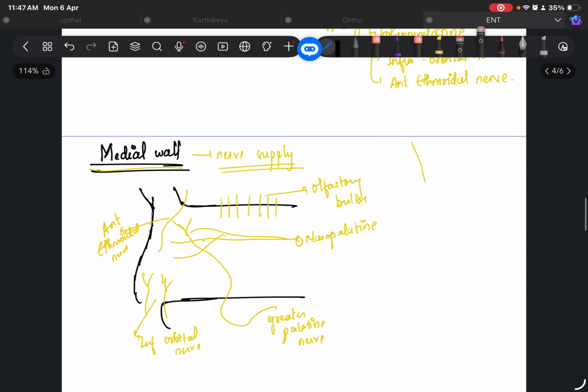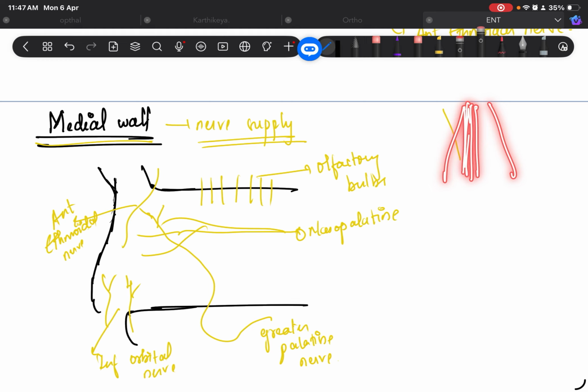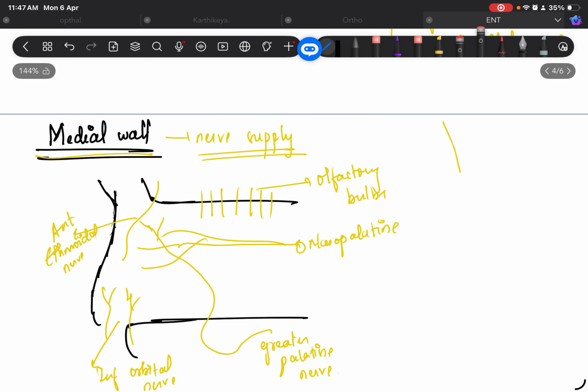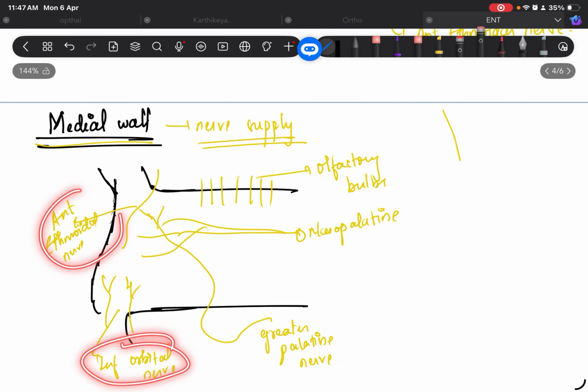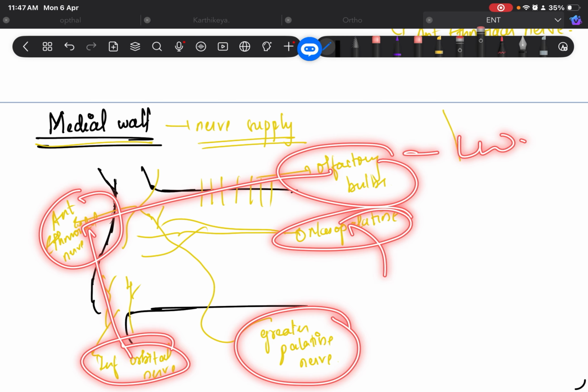Now coming to the medial wall nerve supply. As you can see, this is the structure of the nose. These are the lateral walls, and the structure inside is the medial wall. Now coming to the medial wall nerve supply: olfactory bulb, same as the lateral wall, infraorbital and anterior ethmoidal. These three are the same as the lateral wall, but the nasopalatine and the greater palatine are the two new nerves supplying the medial wall.